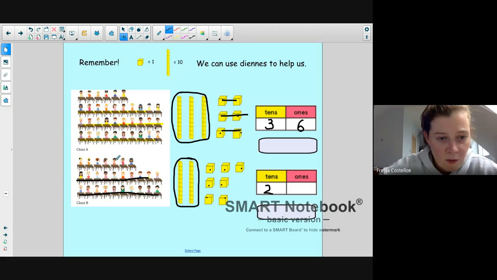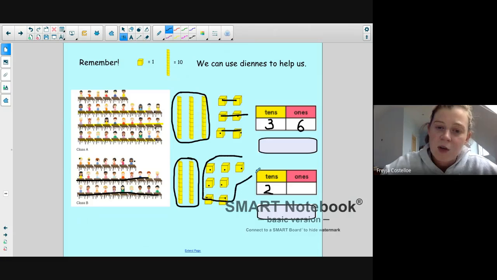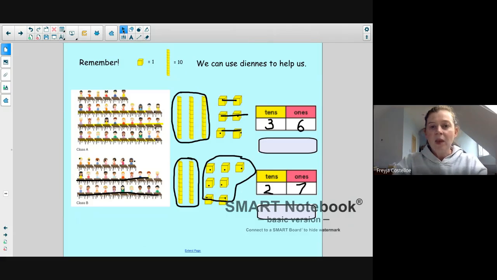1, 2, 3, 4, 5, 6, 7. Yes, you've got it right that time. So how many ones do I have? I have altogether in this group 7 ones. So I'm going to put 7 in my ones box in my place value diagram there. So we've double checked ourselves. We've seen how we can use Deans or other items to help us make it really nice and clear how many children are in each of those classes.